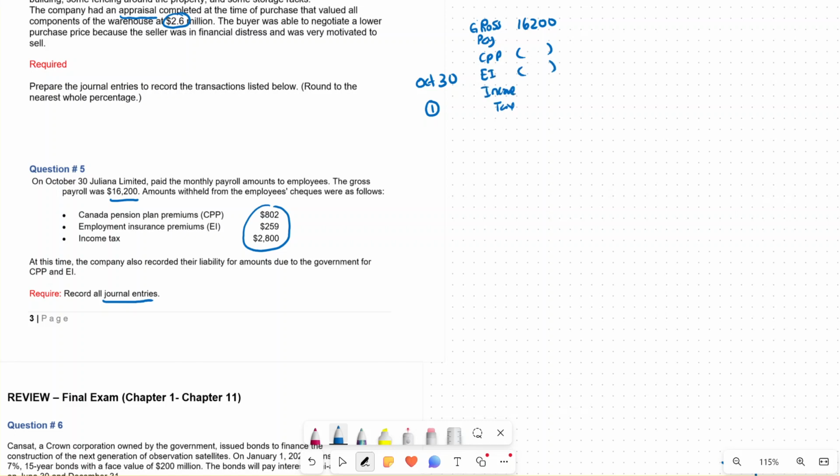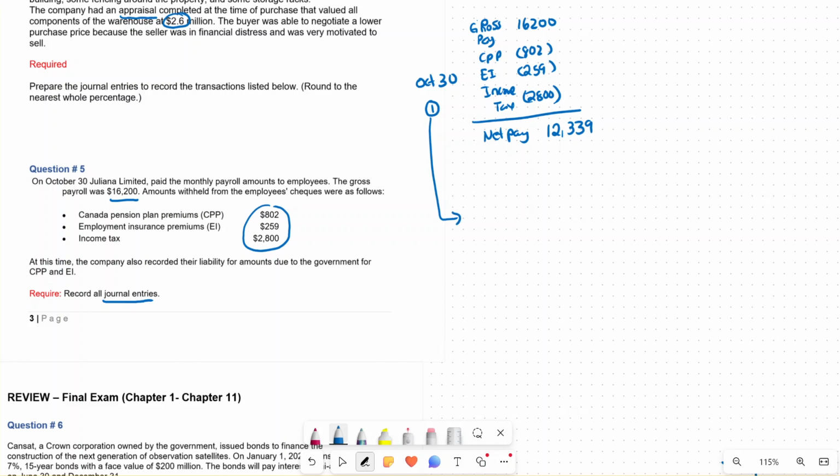Once we deduct all of them, this is the net pay. This is just to calculate how much the net pay should be. All the numbers are given to us: 259, 2,800. My net pay is 12,339. First you calculate the net pay, then you have to do a journal entry.